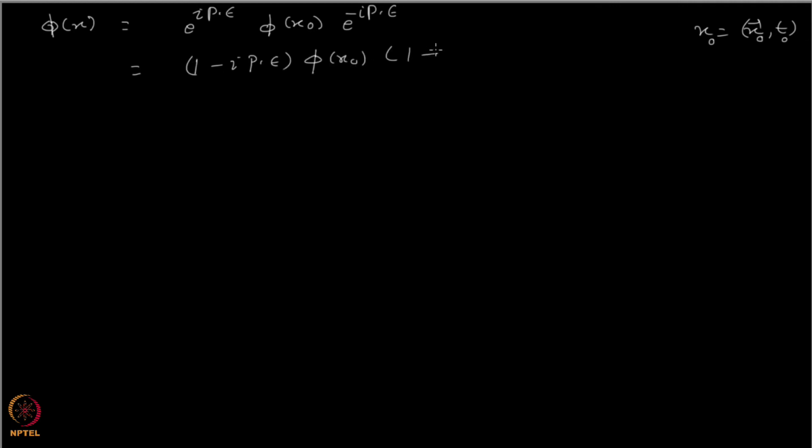So, I get phi of x. From looking at the above thing, you have e to the i p dot epsilon, the same thing which I wrote, but now x minus x naught I have written as epsilon, and instead of mu's I have put a dot, and you have phi of x naught, times e to the minus i p dot epsilon. Now, I expand, so I get 1 plus i p dot epsilon, phi of x naught, 1 minus i p dot epsilon. So, this is phi of x naught plus i, and you get the commutator.